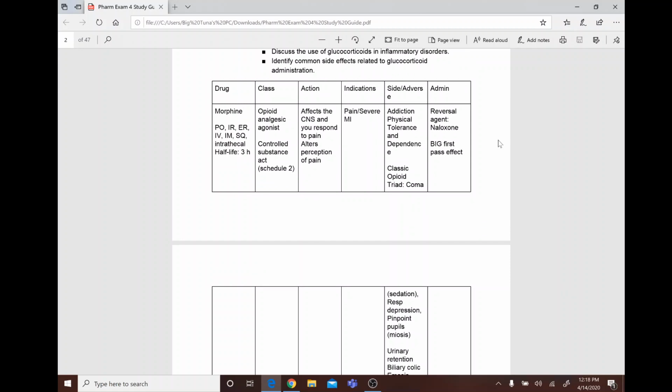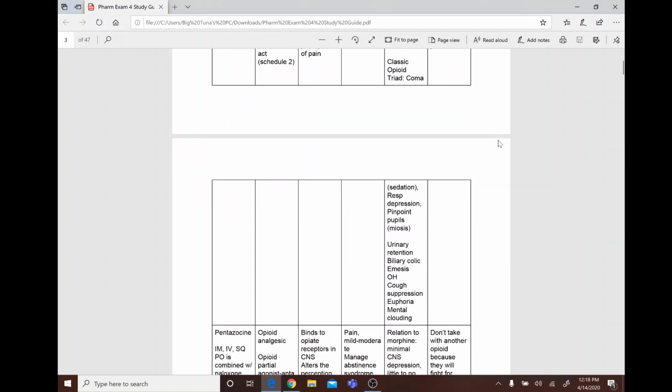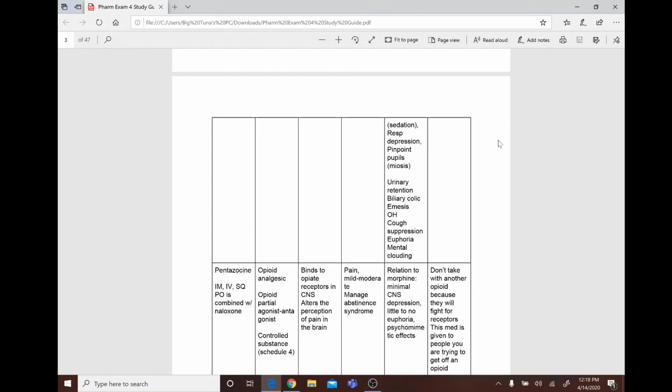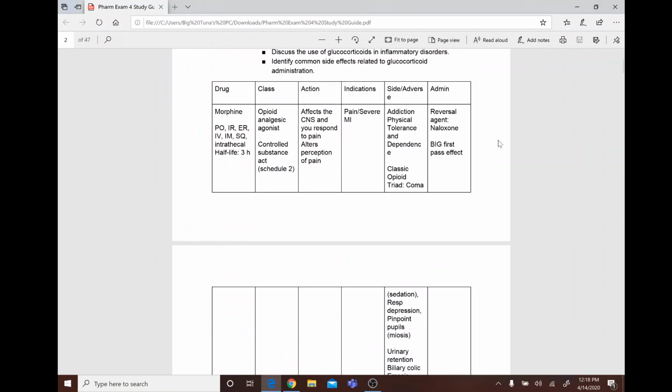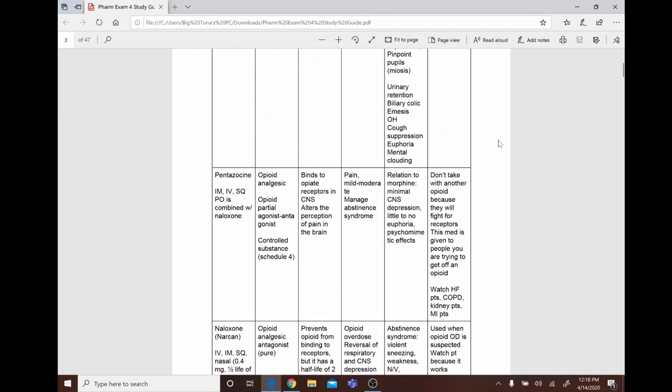Adverse effects of morphine could be the classic opioid triad of coma, respiratory depression, and pinpoint pupils, urinary retention, biliary colic, emesis, orthostatic hypotension, cough suppression, euphoria, and mental clouding. The reversal agent for morphine is naloxone, and morphine has a big first pass effect, so you're going to take more PO than IV med.